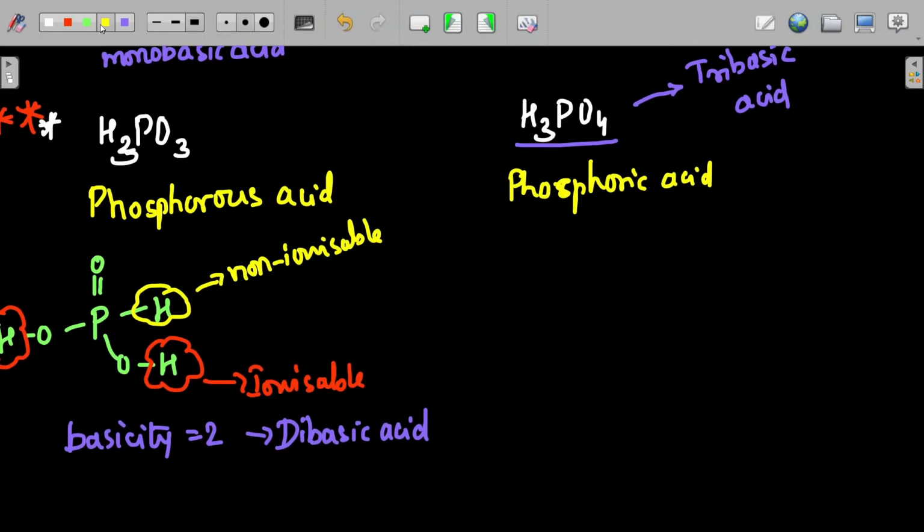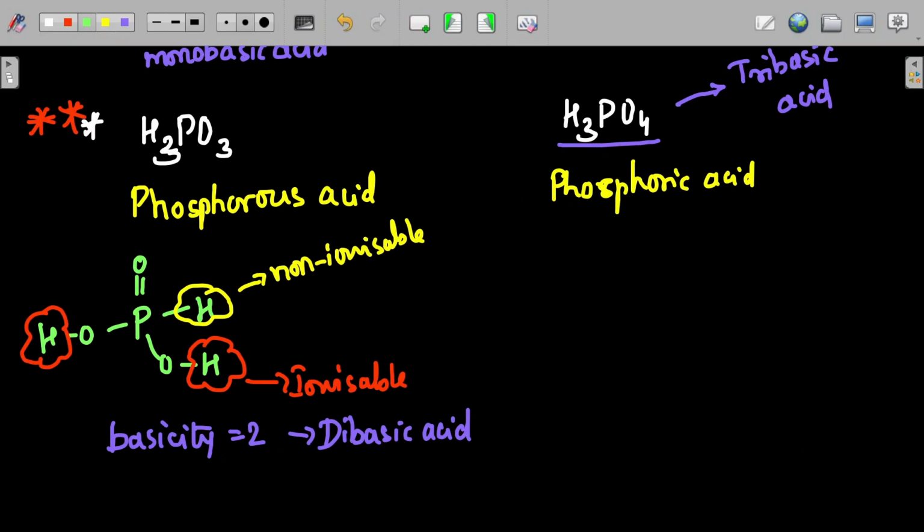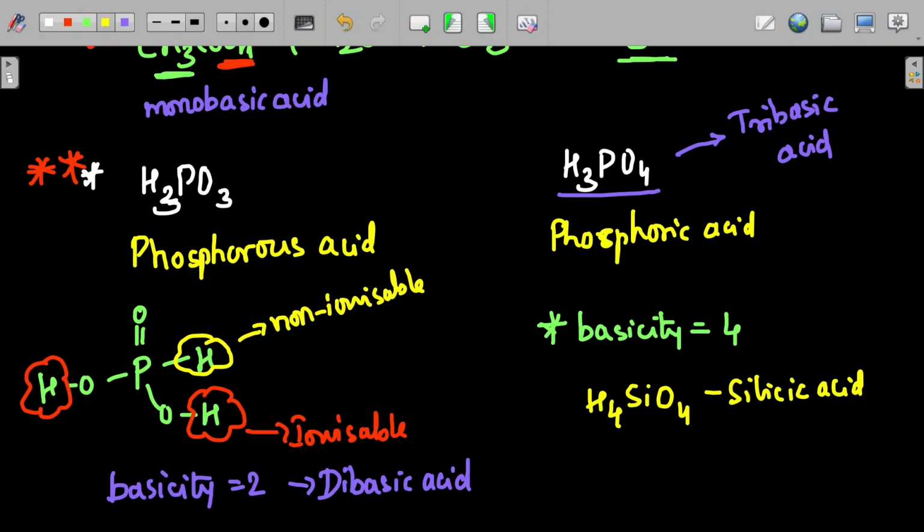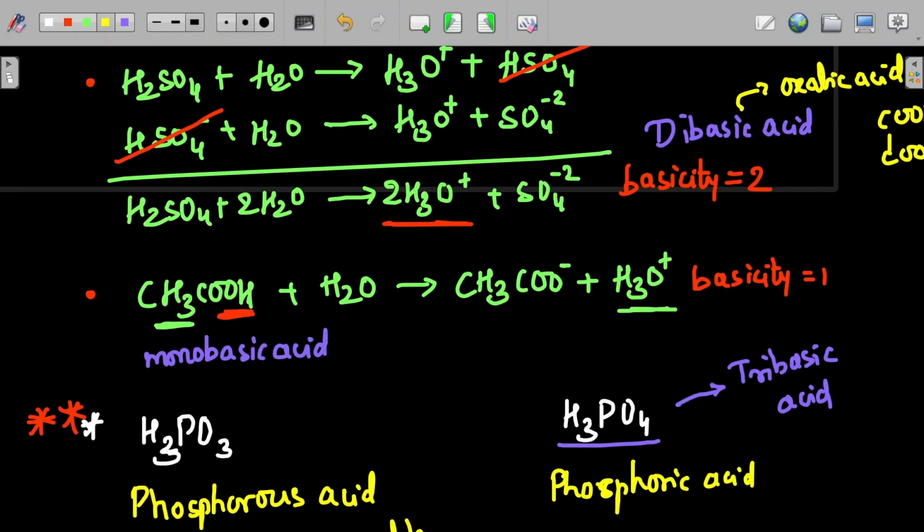Lastly, just in case of a very difficult question paper, they may ask you to give an example of an acid whose basicity is 4. Okay, so one example you can remember, H4SiO4, its name is silicic acid. H4SiO4, whose basicity is 4, silicic acid. Okay, so these are the classifications depending upon the basicity. I hope everybody understood. If there is any doubt, please ask right now. Anybody has any doubt?